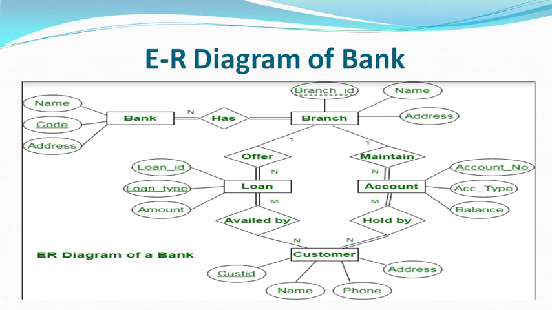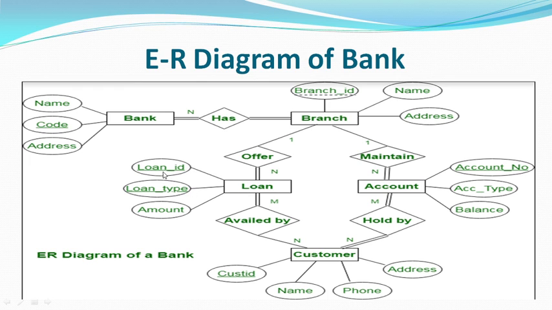For example, the ER diagram of a bank. See here, bank, account, customer and loan are all entities. Here bank has the attributes name, code and address. Code is a key attribute, that is, each bank has a single code. N number of banks have many branches. Each branch has a branch ID, name and address. One bank offers many loans.